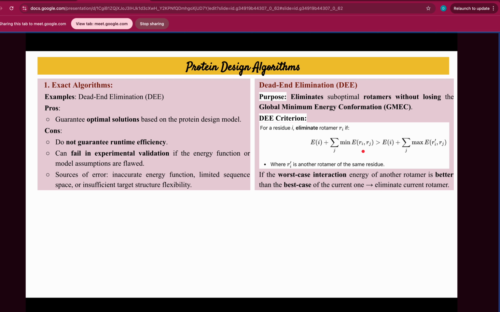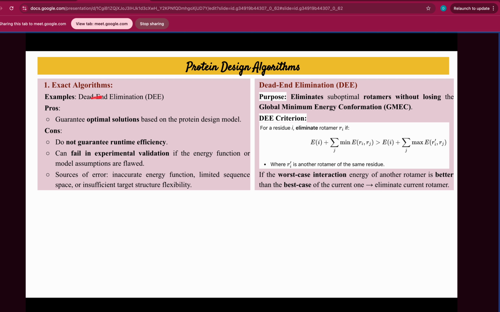So for the current rotameric form, if its best energy is greater than the worst energy of the other, then we will ignore this rotameric form. This helps us get the particular rotameric form which will give us the least or lowest energy, which will be the most stable protein structure.